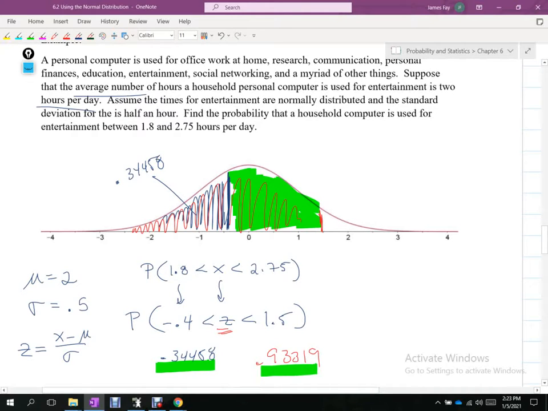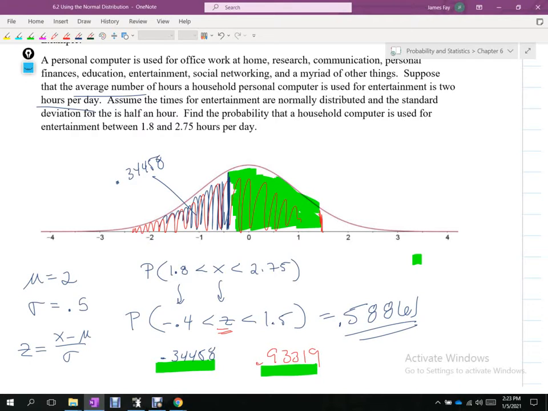Subtract them, okay? So when we subtract those, we get, let's see here, 0.93319 minus 0.34458, we get an area of 0.58861.